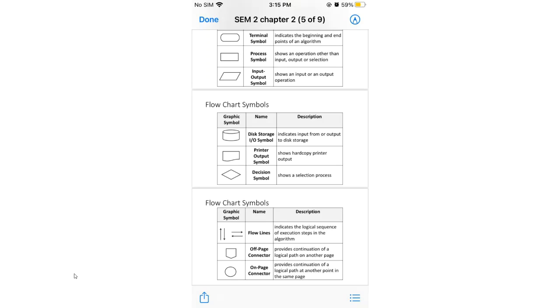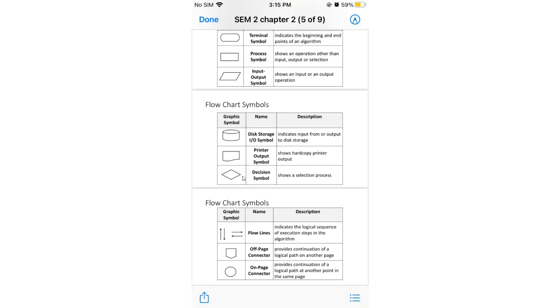The first one is the terminal symbol, which indicates the beginning and end point of an algorithm. This is the process symbol, which shows an operation other than input, output, or selection. This is the input-output symbol, which shows an input or an output operation. This is the storage input or output symbol. It is a cylinder shape, which indicates input from or output to storage. This is the printer output symbol, which shows hard copy printer output.